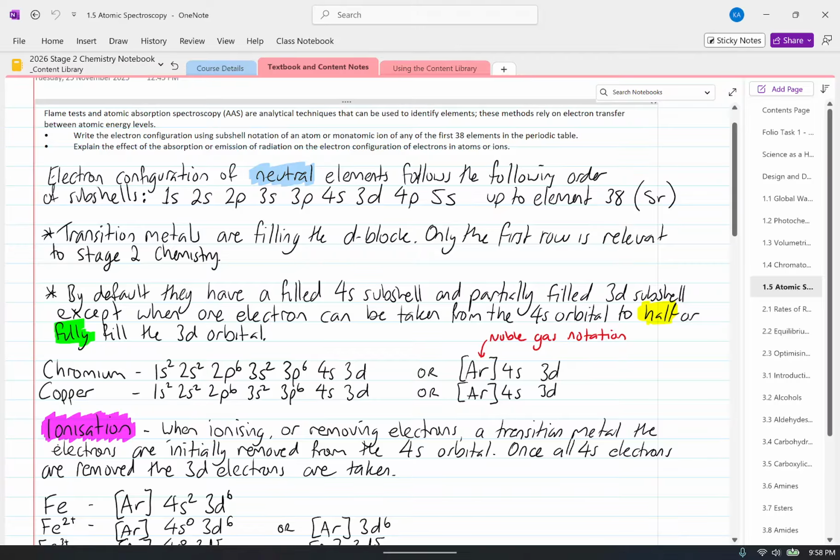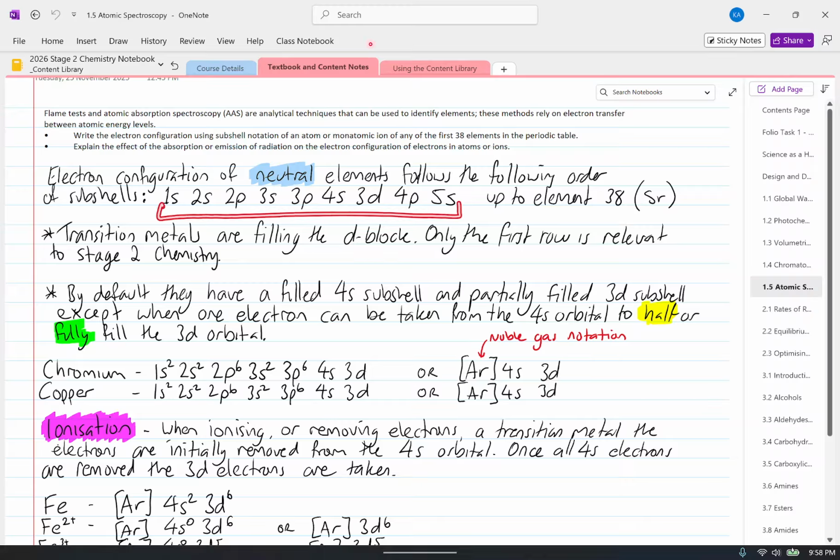Now, the subshells that you'll need to worry about are these ones here. So you have 1s all the way up through to 5s, and that's for strontium, which is element number 38.